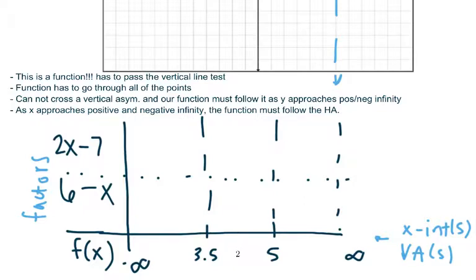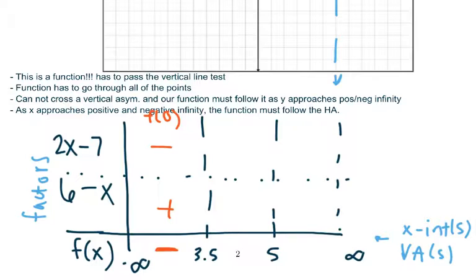Okay, so I'm just going to use 0. So I'm going to do f of 0. That's super easy. So then I just plug it in, right? And I don't care what the actual output is. I just want to know if it's positive or negative. So when I plug in 0, 2 times 0 is 0 minus 7, that's a negative number. 6 minus 0, that's a positive number. So a negative times a positive is a negative. So that means from negative infinity to positive 3.5, my function is negative or below the x-axis.